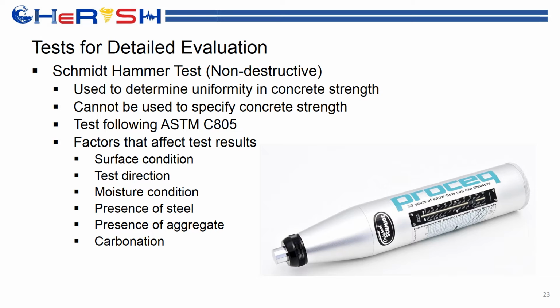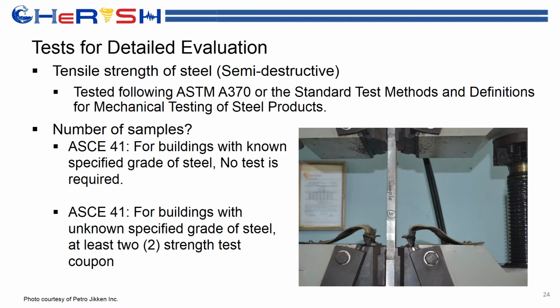So it is very important to note that a rebound hammer test should not be used to quantify the compressive strength of concrete. Now, in terms of structural steel, the method of determining the tensile properties is well defined as described in ASTM A370. And basically, the important thing here is to ensure that the sample collected passes the dimension requirements as per ASTM.